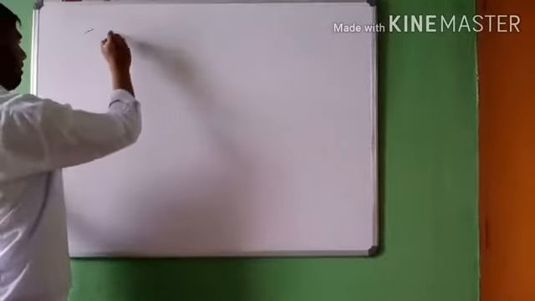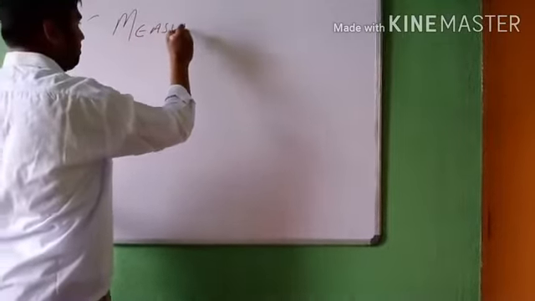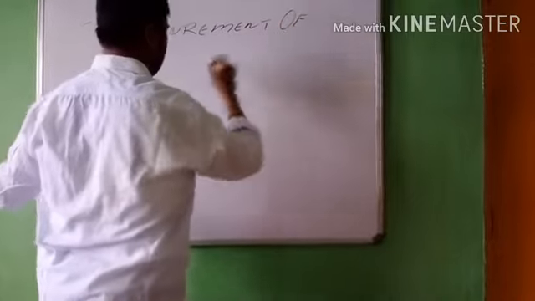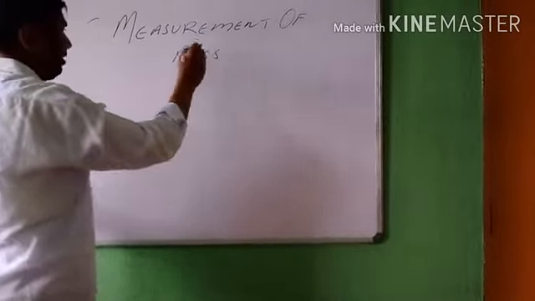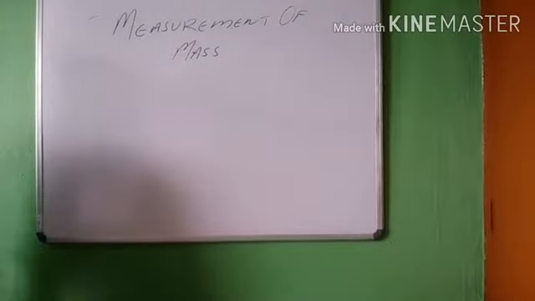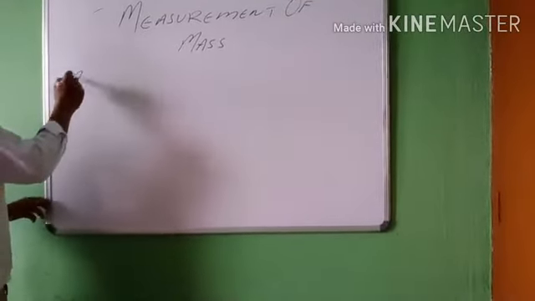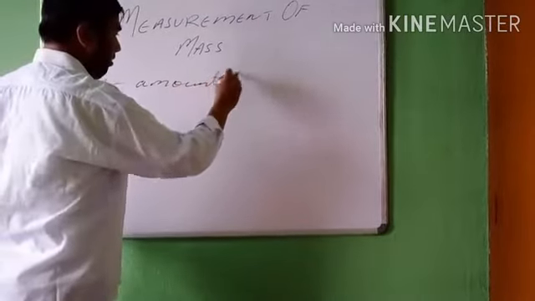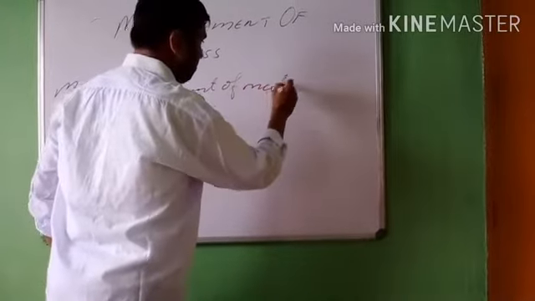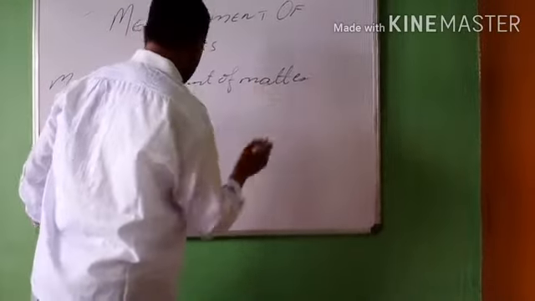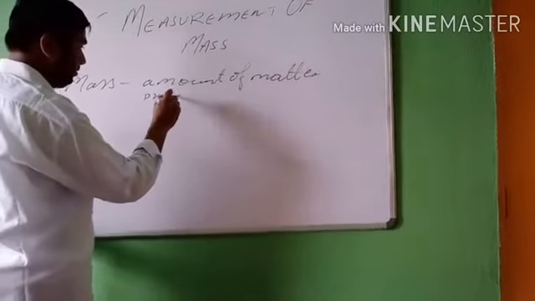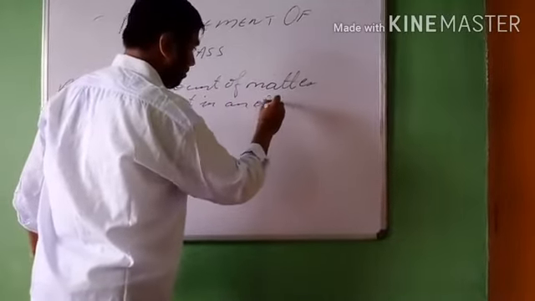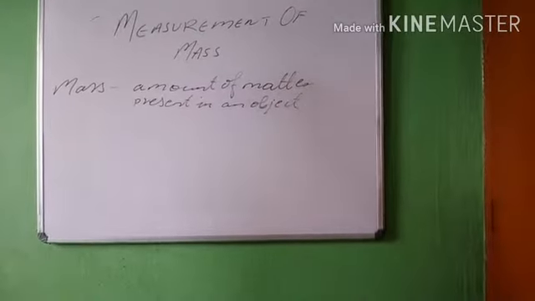Measurement of mass. Before going to the measurement of mass, let's understand what is mass. It's the amount of matter present in an object. Mass is the amount of matter present in an object.